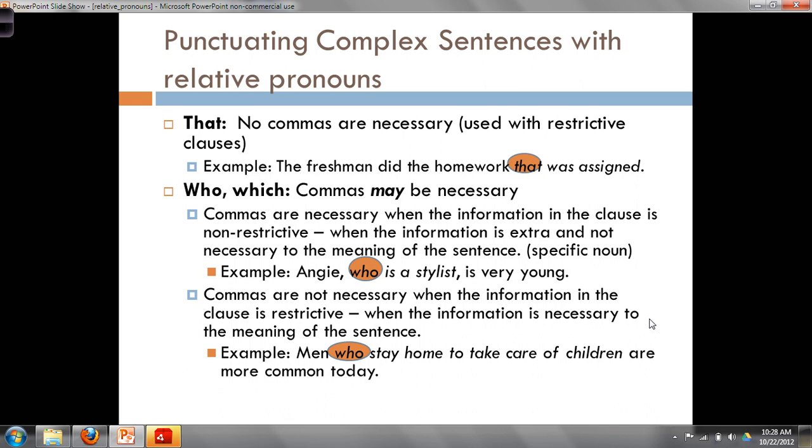In addition, commas are not necessary when the information in the clause is restrictive, when the information is necessary to the meaning of the sentence. This happens when we're referring to a general noun. So here's an example. Men who stay home to take care of children are more common today. In this case, who stay home to take care of children is our dependent clause.